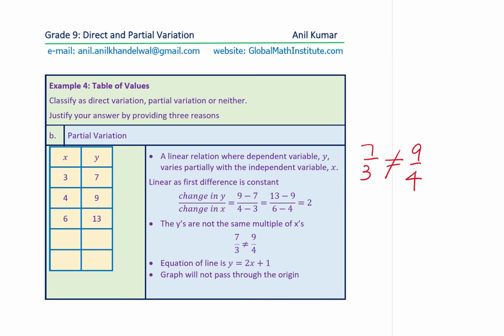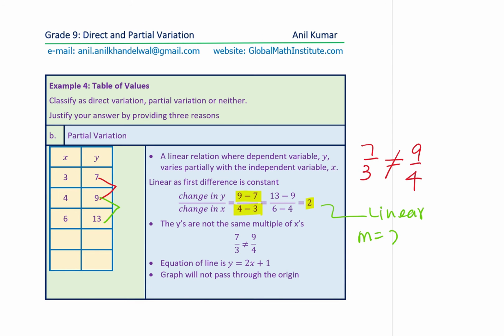But before concluding, you need to find the difference. Well, the x values 3, 4, and 6 do not increase by 1. So we need to find the change. So find the change between these two, which is 9 minus 7 over 4 minus 3. This value is 2. Similarly, you also find the change between 13 minus 9 over 6 minus 4. That is also 2. And therefore, we know it is a linear relation.